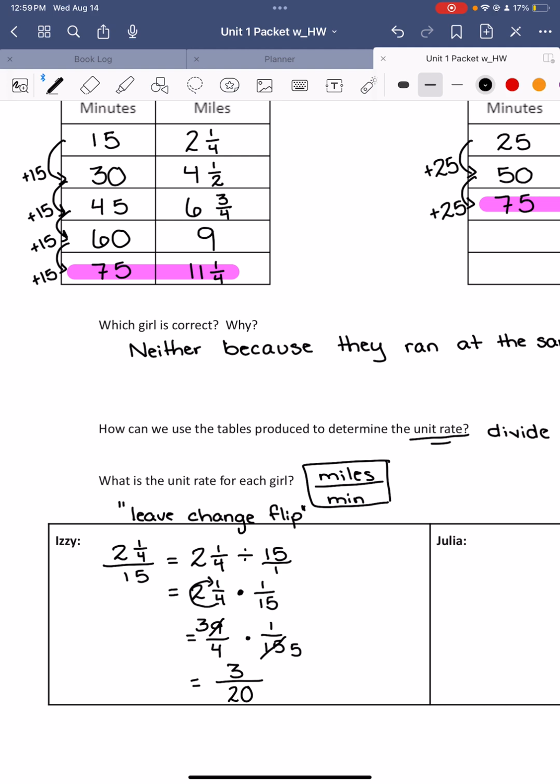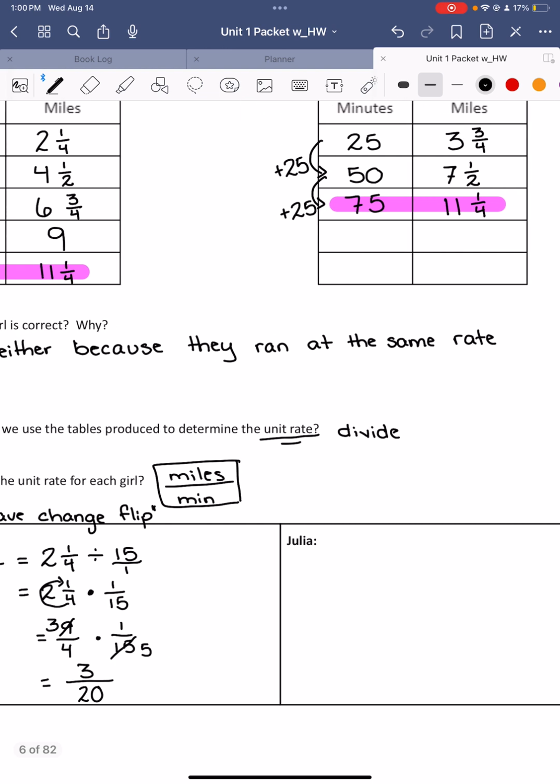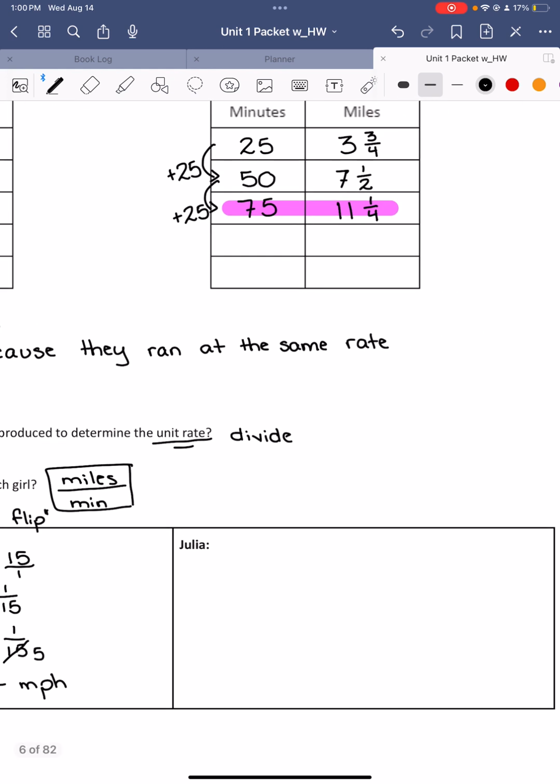So that's how I would do it if I didn't have a calculator. For Julia, I'm going to do the same thing. So this would be their unit rate, 3 over 20 miles per hour. Julia, I'm going to do the same thing, miles over minutes. So I'm going to go ahead and use what they gave me. So they said 3 3/4 of a mile in 25 minutes. And I can do this actually right in the calculator.